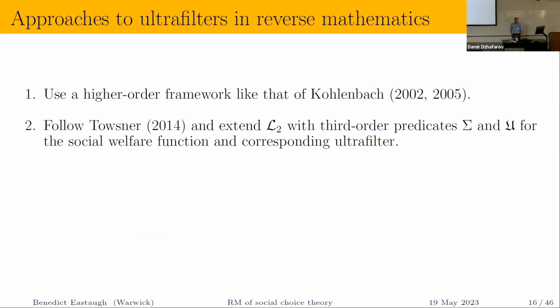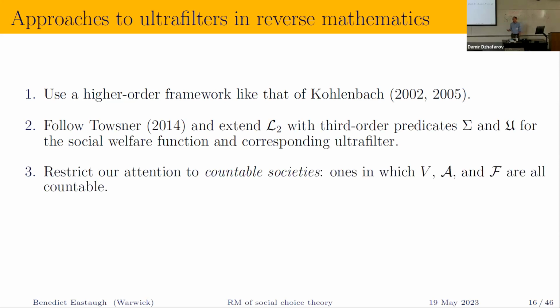Second is to follow Henry Towsner's paper from 2014. We just extend the language with an additional parameter, or in this case, 2 additional parameters, one for the social welfare function and one for the associated ultrafilter. And you can do this. This is actually what I started out doing. But then I also found this was a little bit unwieldy, and it was sort of nicer to get results just based on the third approach, which is just restricting our attention to countable societies. So obviously, V itself is going to be countable. It's just a set of natural numbers, but the algebra of coalitions and the set of profiles are also going to be countable. So we're going to be dropping Arrow's unrestricted domain condition.